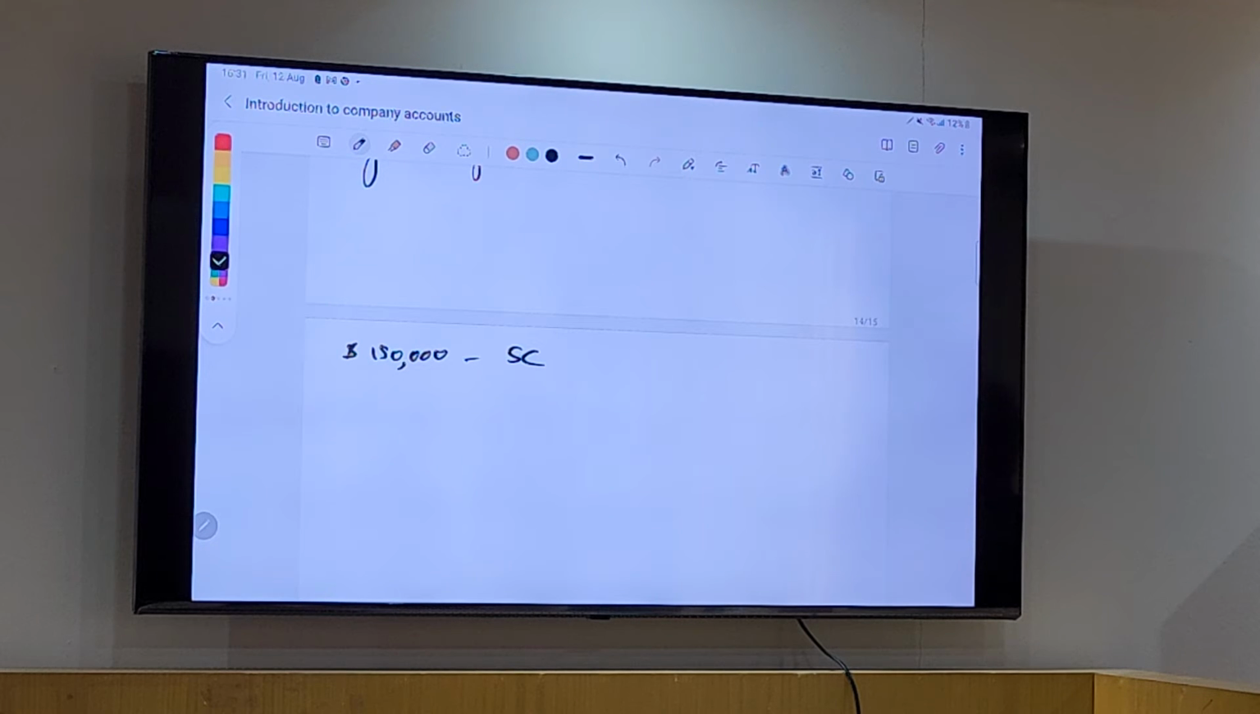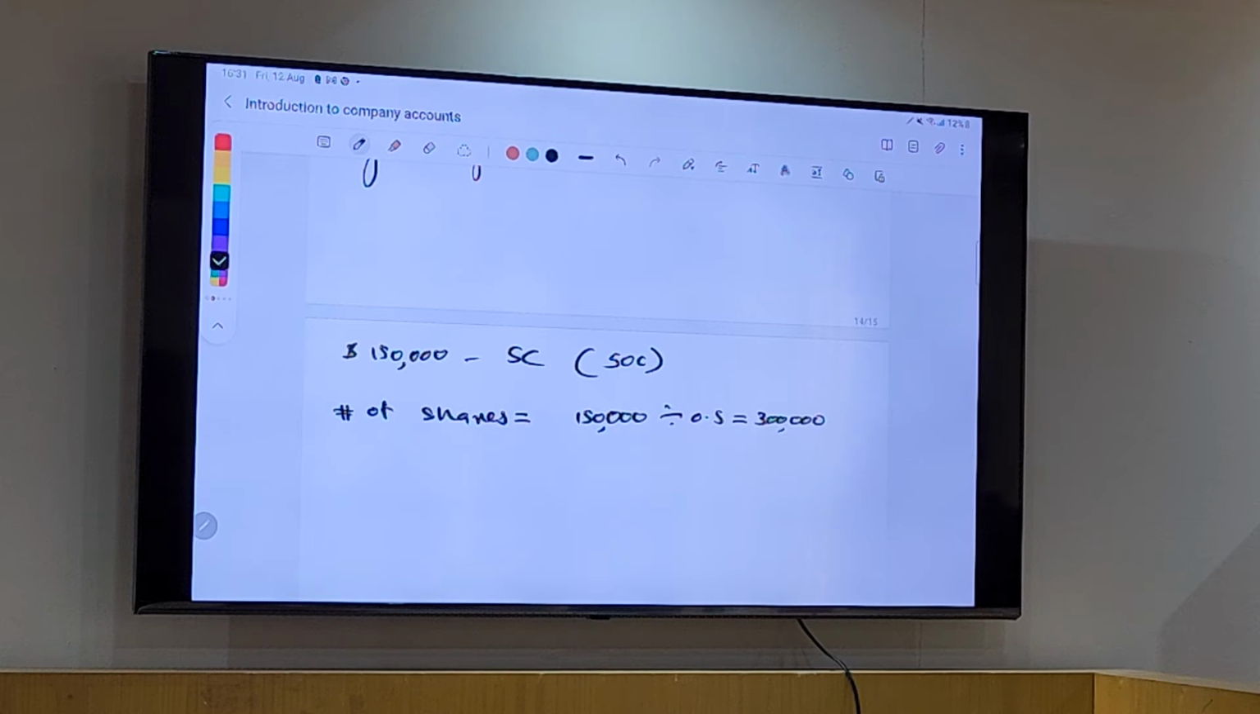This is the share capital value given in the question, and they say each share is 50 cents. First step, calculate the number of shares. How much do you get? Total number of shares of the company.